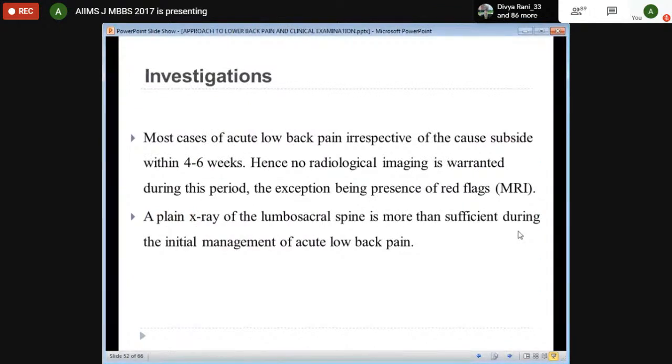Coming on to investigations, the most favorite part of everyone. But investigations don't play a role in low back pain, in the sense of investigations like MRI. When people think of investigations, they always think of MRI. So low back pain means MRI.